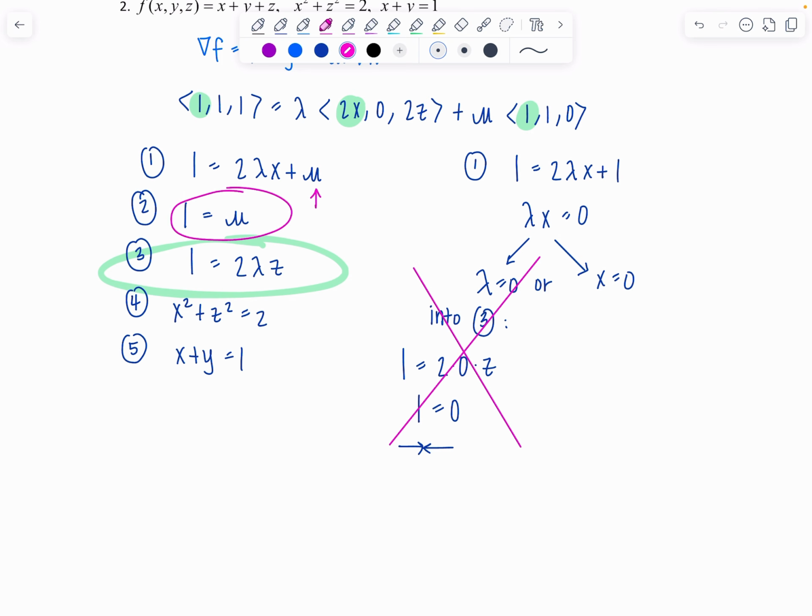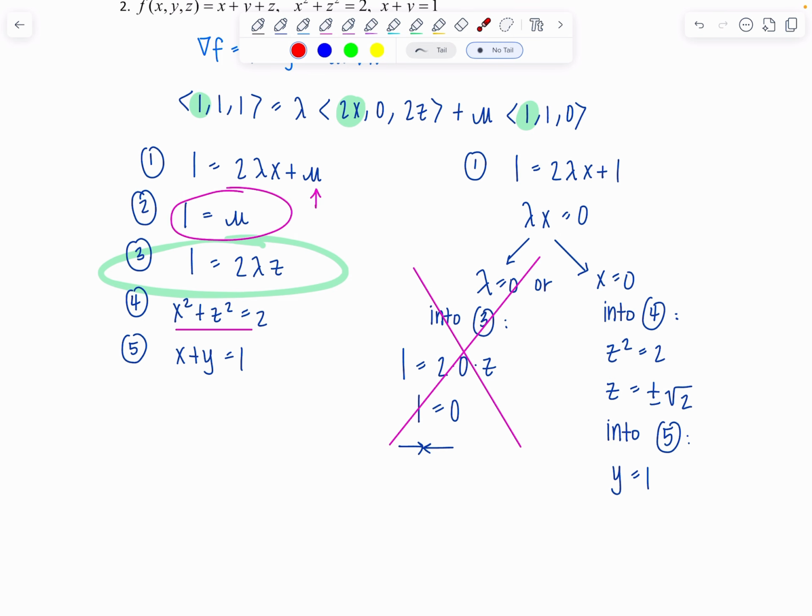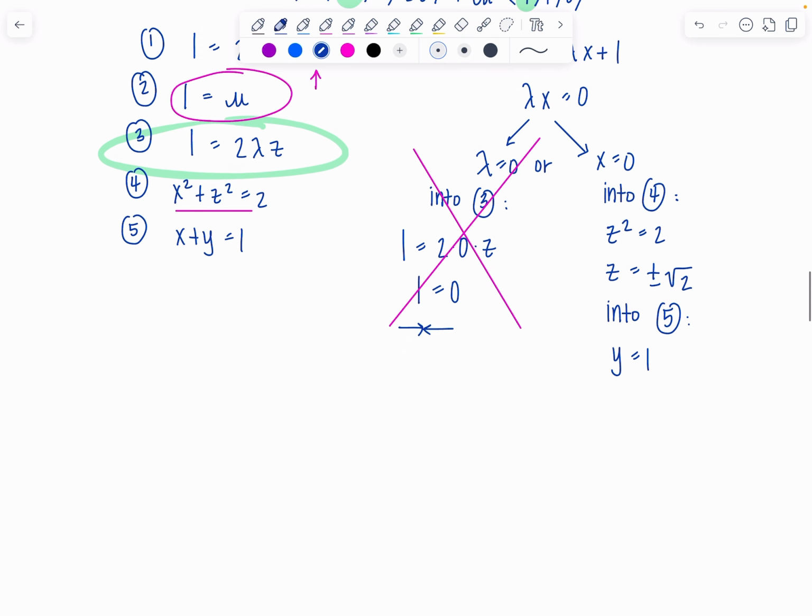Where should we go? You could go to 4 or to 5. Let me go to 4 first. If x is 0 in 4, I get z squared is 2, so z equals plus or minus rad 2. And then into 5, I get y is 1. So in this case, I'll have 2 ordered triples because x is 0. z could be either of these, and y is set at 1. So you'll have (0, 1, rad 2) and (0, 1, negative rad 2).